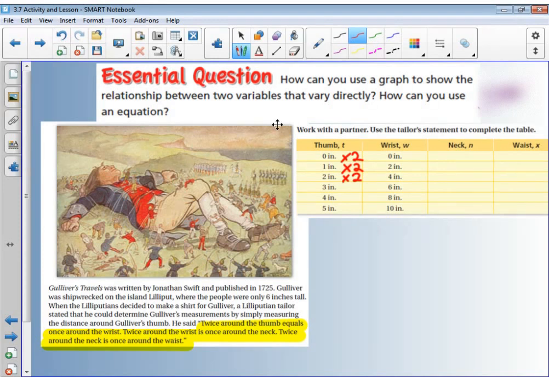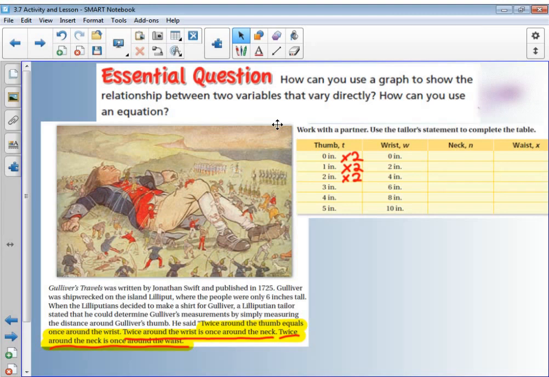So your objective is to go through and figure out what his neck size and his waist size is. So in order to do that, you have to use these two statements. Twice around the wrist is once around the neck. So there you're going to figure out what his neck size is. And then once you've got that, you're going to go ahead and do twice around the neck is once around the waist. Okay, so go ahead and pause your video and work your way through filling out this table. And then when you're done filling out the table, start the video up again and you can check your answers.